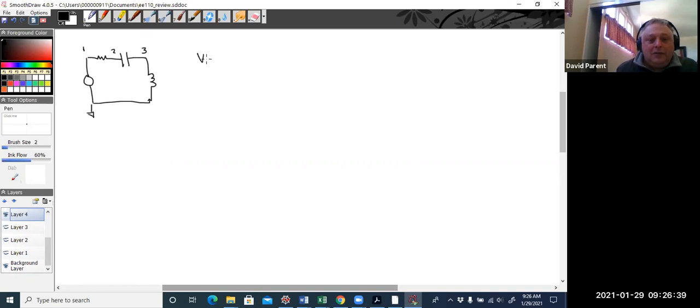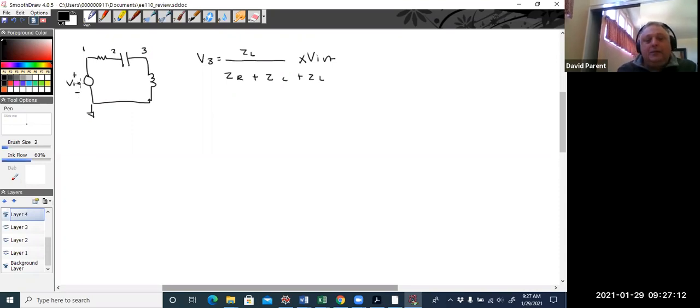And from voltage division, this is the element in question that we want, right? So the larger this impedance, the more the voltage will fall across it. So we have ZL, and then we sum everything else. We sum all the impedances together. All right. And this is an RLC filter circuit.